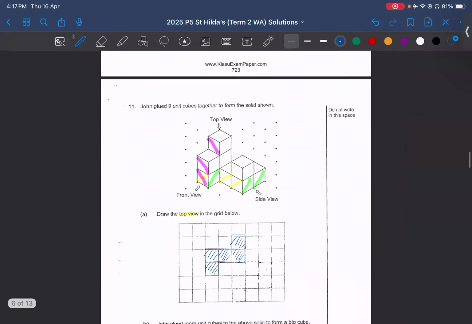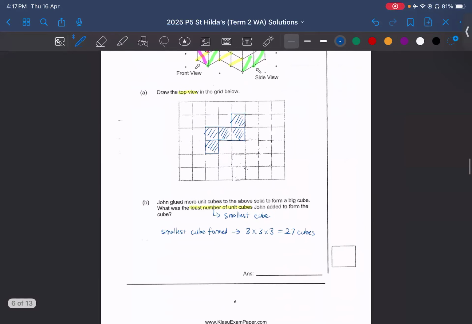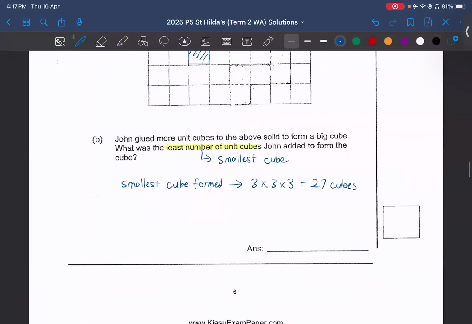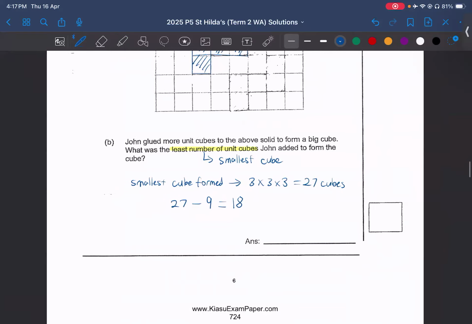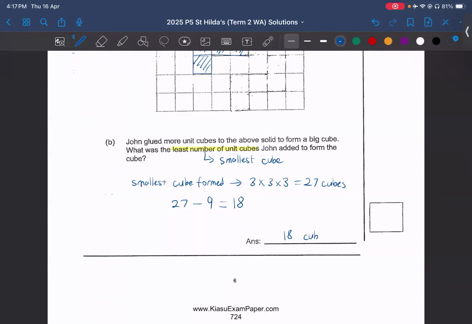Since we know that currently we only have 9 unit cubes, and in order to form the smallest cube, we need to have 27 cubes. So how many more cubes must John add? In this case, it would be just 27 cubes minus how many cubes you already have, which is 9. So 27 minus 9 will give me 18 cubes. So the answer for part B will be 18 cubes.